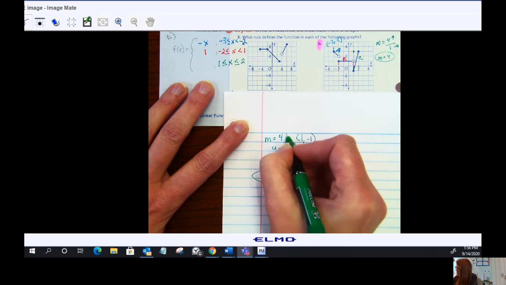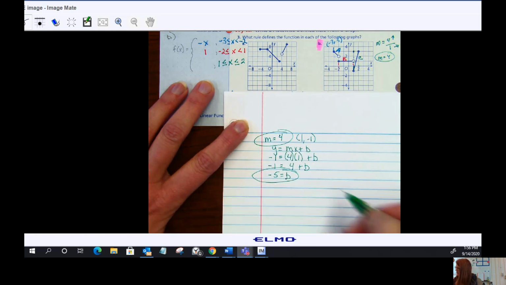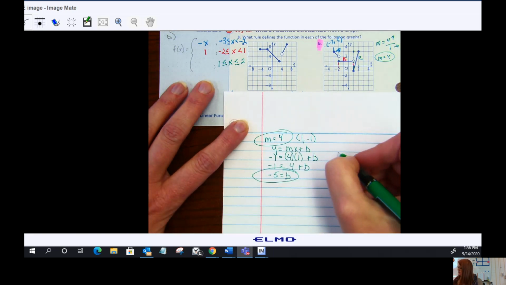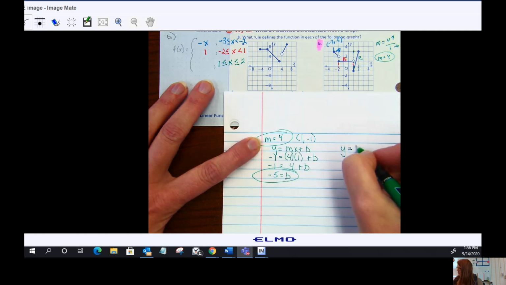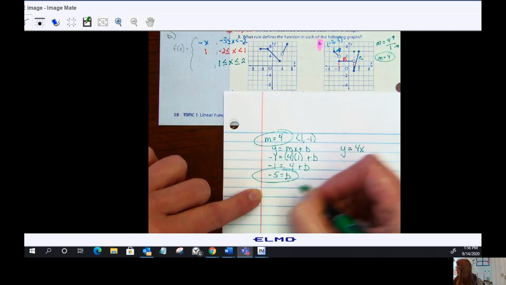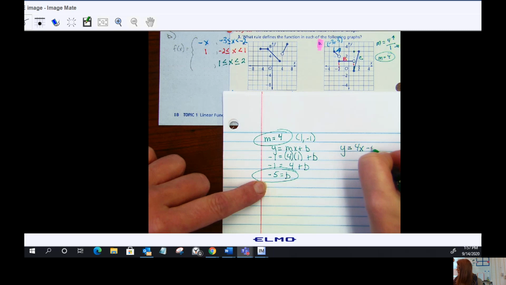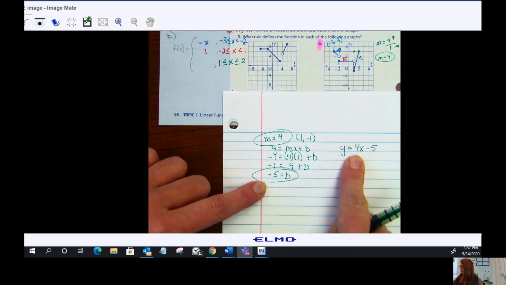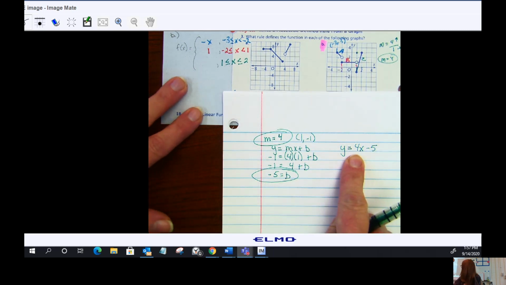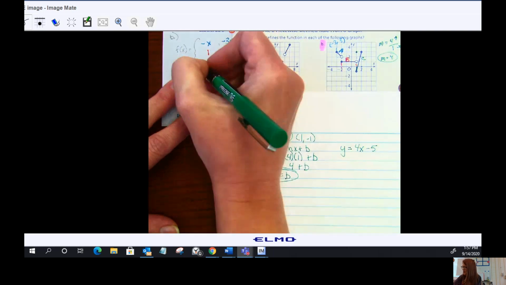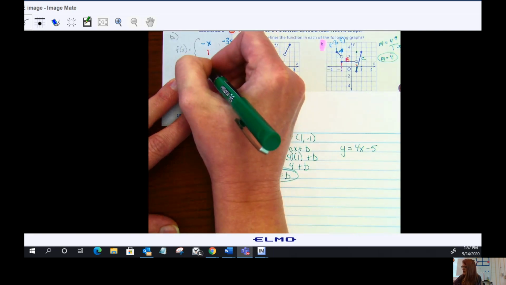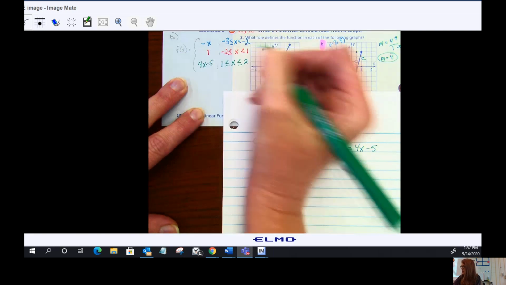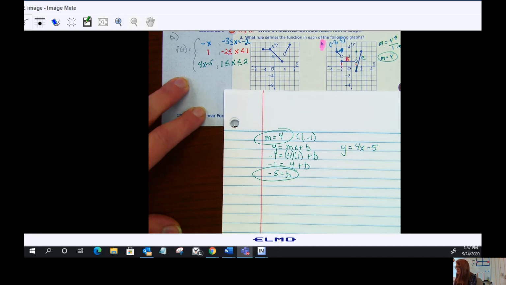Okay, so these are my key pieces of information, which means the equation of this line is y equals m, which is 4x plus b, and my b is a -5. So that is the equation of this line, and all you got to do is drop that in right here. 4x minus 5. And we are finished.